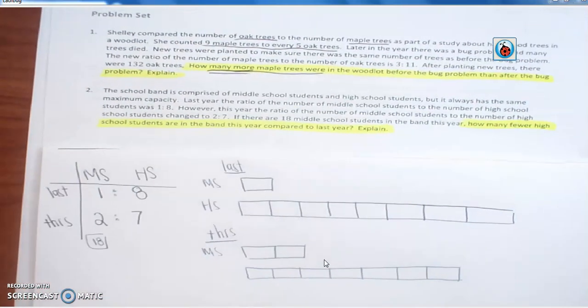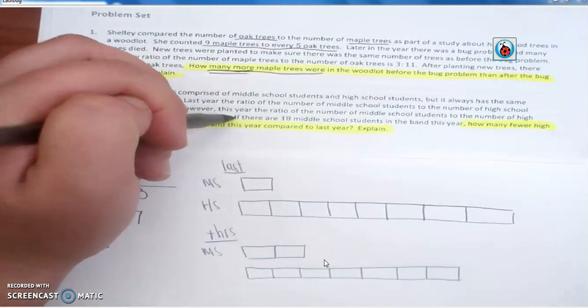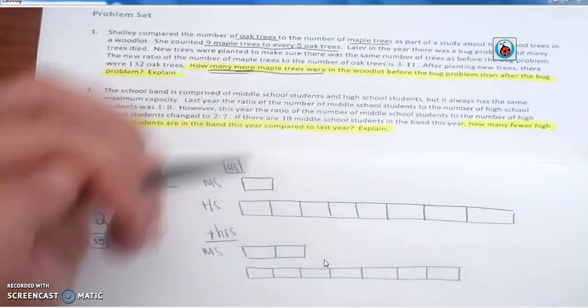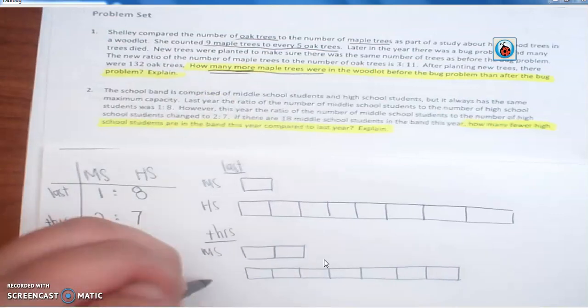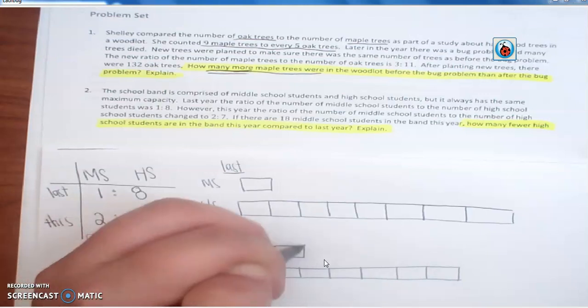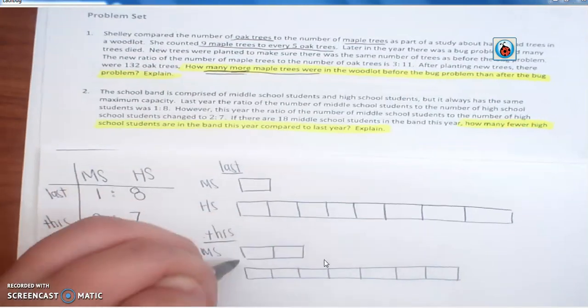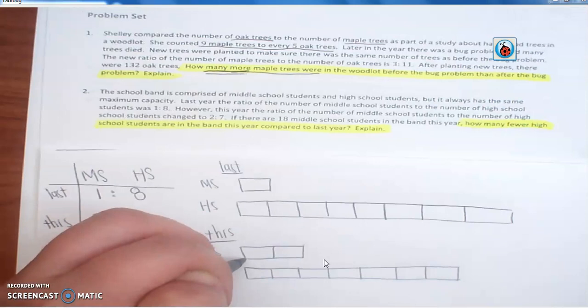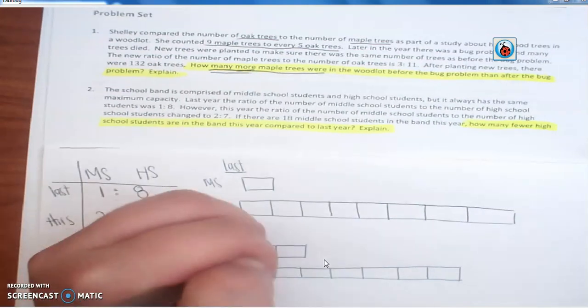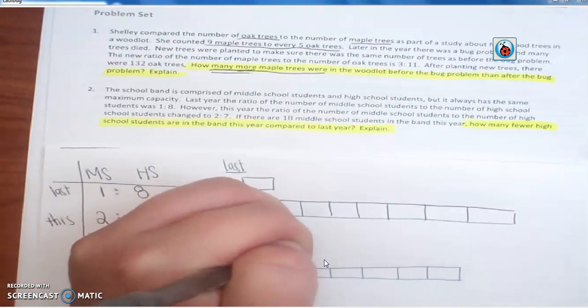So then they told me in the problem, I can go back up, if there are 18 middle school students in band this year. So these two, that means middle school this year are 18. Okay, so this box right here is 18. But remember, I need to divide. Okay, so if I have 18 students, I have 2 boxes. What goes in each box? Well, I just divide by 2. Okay, so there's 9 in each box.